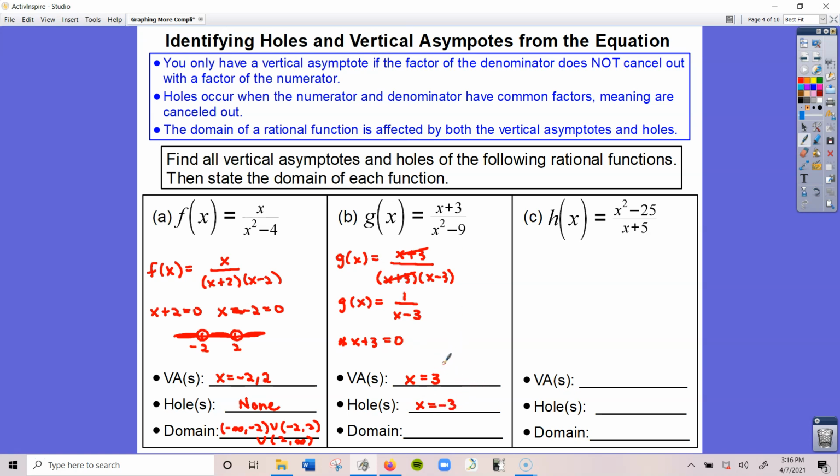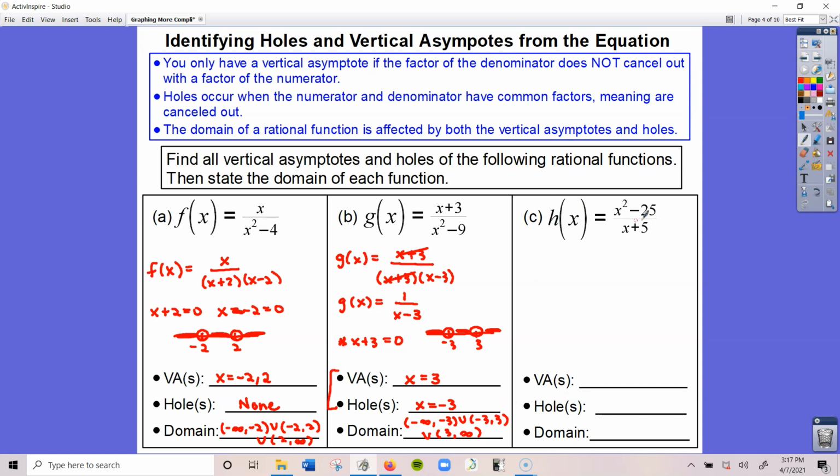Now the domain. These two here are both excluded values. So to figure out the domain, you can put both of those numbers on your number line, always making sure that those numbers are written in order. We would exclude the negative 3 and the 3, but all the other numbers on either side and in between is okay. So that means that my domain is going to be from negative infinity to negative 3, union negative 3 to 3, union 3 to infinity.